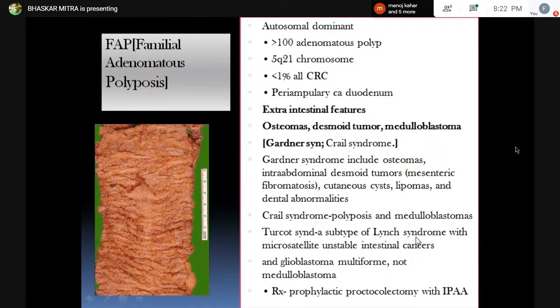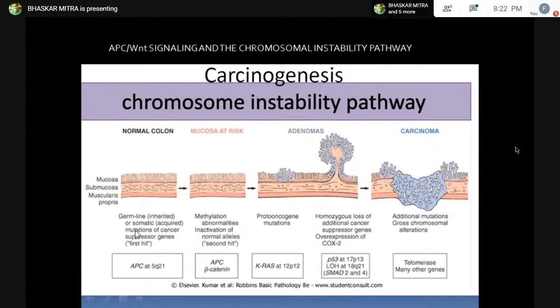Okay. Now, how does it happen? First of all, there is a germline or inherited first-hit mutation in the APC gene at 5q21. This is followed by methylation abnormality or other abnormality in the APC and beta-catenin genes. That will lead to the mucosa at risk. Then there is proto-oncogenic mutation, the add-on, that is KRAS, followed by p53 loss of heterozygosity and SMAD4 mutation. That leads to adenomas. There may be overexpression of COX-2, a pro-angiogenic factor. If there is a mutation of this COX-2, that will lead to more vascularity, ultimately tumor growth, and formation of carcinomas. Other additional genes may be there. So sequence-wise, the different mutations cause chromosomal instability leading to colonic carcinomas.